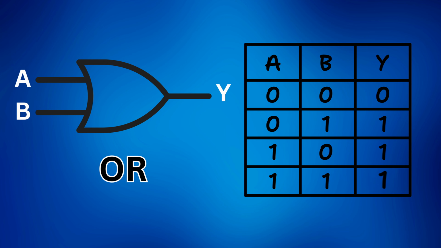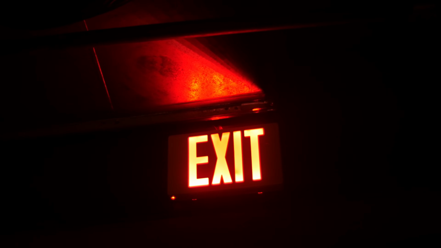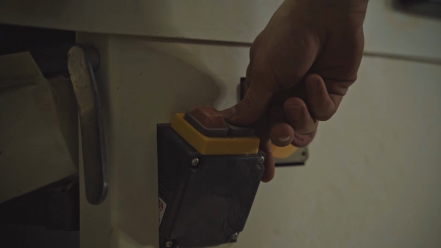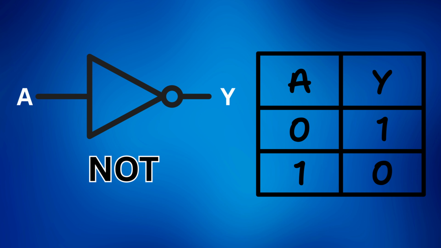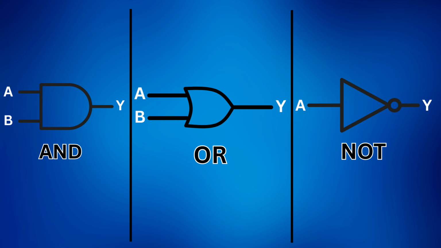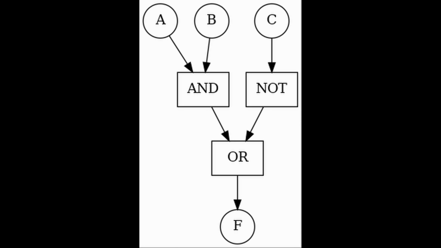Next, you have the OR gate. This one is a bit more forgiving. Its output is on if at least one of its inputs is on. Think of an emergency light that turns on if the power goes out, or if someone manually flips a switch. Either condition is enough. And finally, the NOT gate. This is an inverter. Whatever input it gets, it gives the opposite. So if you feed it a 1, you get a 0. If you feed it a 0, you get a 1. Simple, but crucial. These three gates, AND, OR, and NOT, are the fundamental building blocks. These simple logic gates can be combined in incredibly intricate ways to perform truly complex tasks.